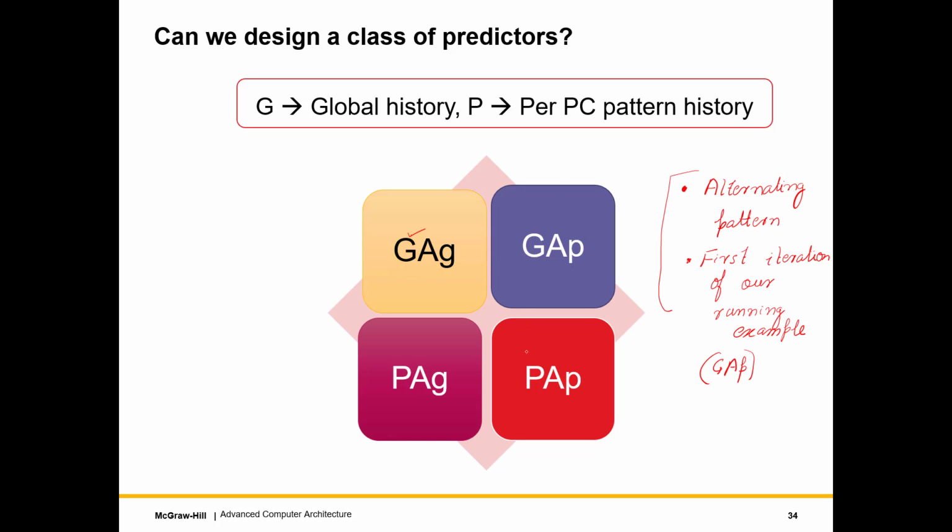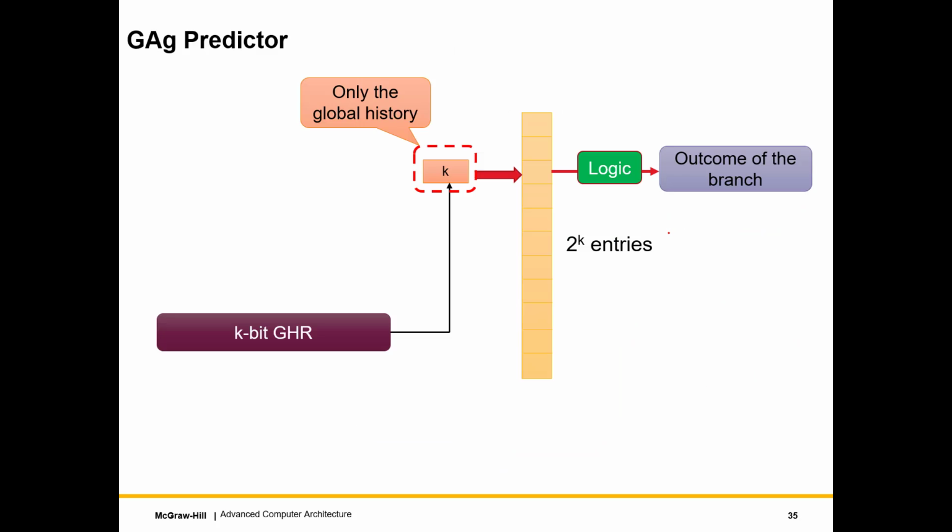So similarly, we can have a hierarchy, a design space of other kinds of predictors, which hopefully will capture these two patterns, the alternating pattern and predicting the first iteration of a running example with a greater accuracy. So let us consider the most simple GAg predictor, which of course is not practical, it is not used, but it is a bona fide member of our branch predictor design space.